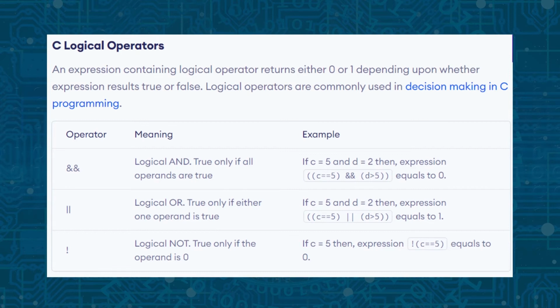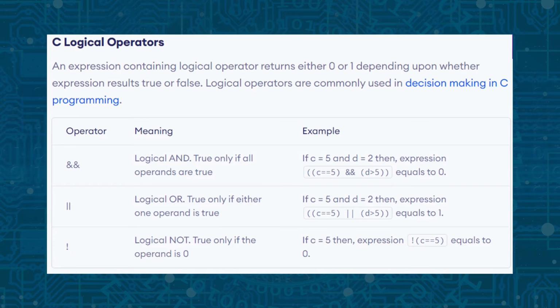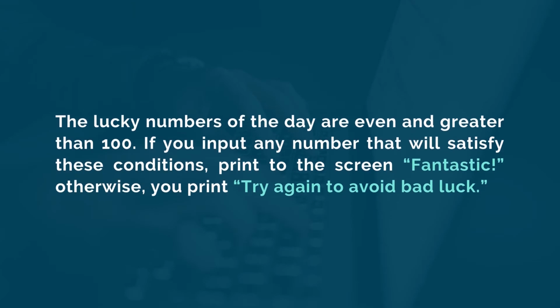Logical operators allow you to combine conditions inside your conditional statements. To see how this works, let's have this simple challenge. The lucky numbers of the day are even and greater than 100. So if you input any number that will satisfy these conditions, print to the screen, fantastic. Otherwise, you print try again to avoid bad luck. Of course, we're just making this up, but let's go ahead and try to solve this.